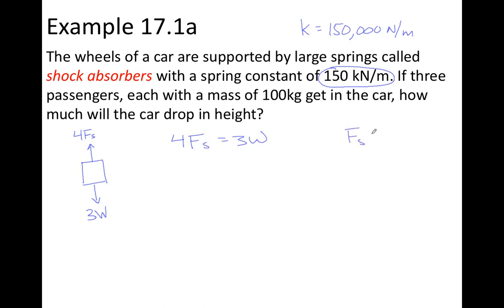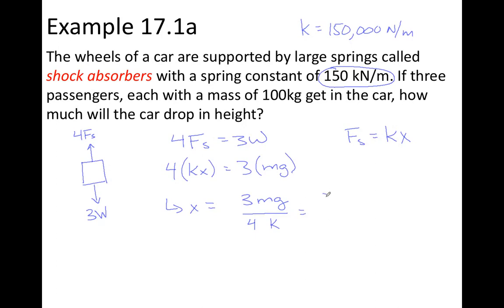The spring force exerted by each spring will equal the value of k times the compression of the springs, and the compression of the springs is how far the car is going to drop in height. So I will substitute in k times x for the spring force, and I can substitute in m times g for the weight of each passenger. And now if I solve this for x, I'll have 3 times mass times g, and I will have to divide each side by 4, and I'll have to divide by the value of k.